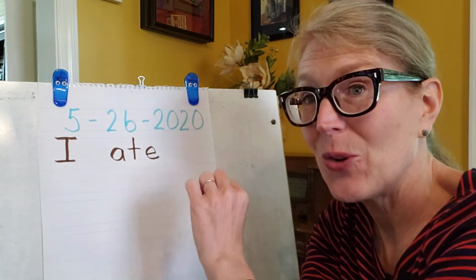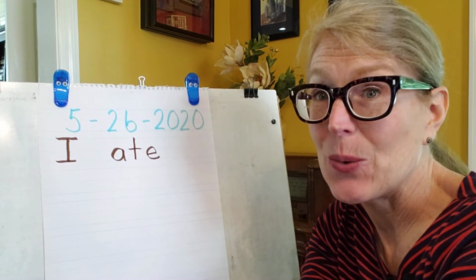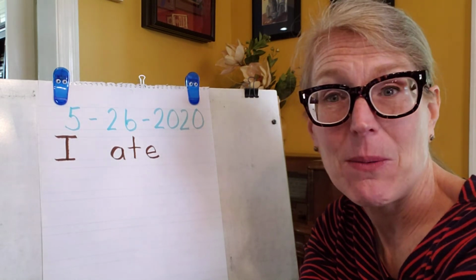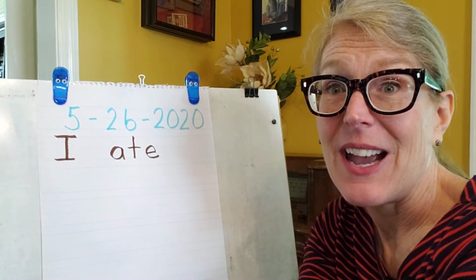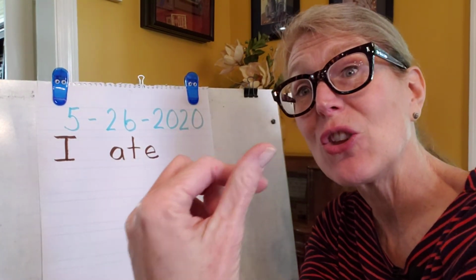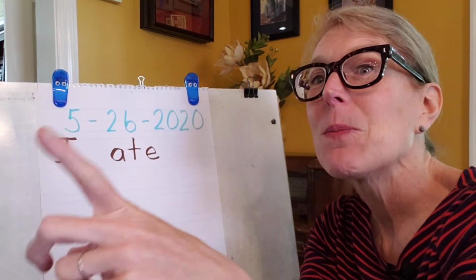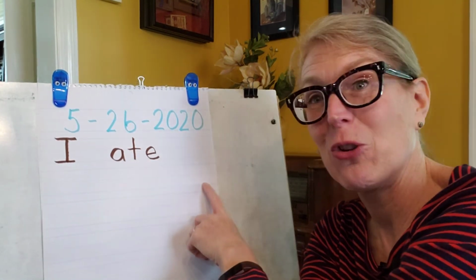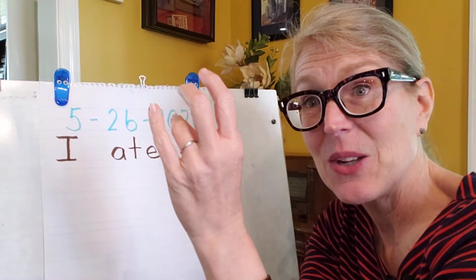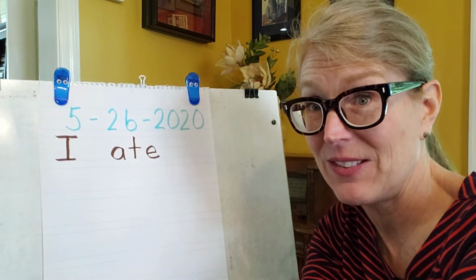Now, I also want you to show me what punctuation you're going to put at the end. Are you asking me a question? Or are you telling me something? Think about that when you're writing your sentence. I would like to know what you ate for breakfast. So I'm asking you a question. If I'm asking you a question, you're going to show me what you're doing by showing me the punctuation you put at the end of that sentence, okay? I would like you to sound out, write the letters for the sounds of what you ate for breakfast this morning.